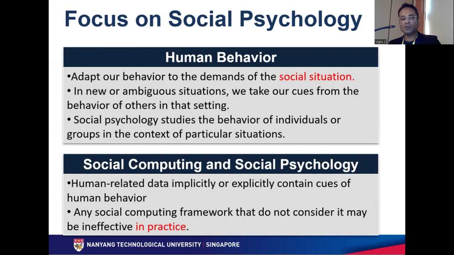If we now connect the concept of social psychology theories with social computing, you can see that human-related data may implicitly or explicitly contain cues of human behavior. It's not explicit. They don't say, "Okay, I am now conforming to this." But looking into the data might give you an idea that this particular group of users are conforming to a certain leader. So we think that any social computing framework that does not consider it may not be so effective in practice when you are actually dealing with real people.